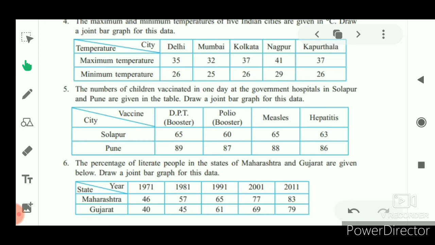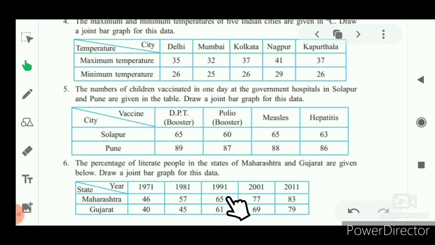First of all, tell me which are the constant quantities here. Yes, the years 1971, 1981, 1991, 2001, and 2011. These are the constant quantities, right? 1971 is a constant year, it cannot be changed. 1981 is also a constant year. These years are constant, and the literacy level is increasing or decreasing. So these are the variables: the number of literate persons in a particular state.